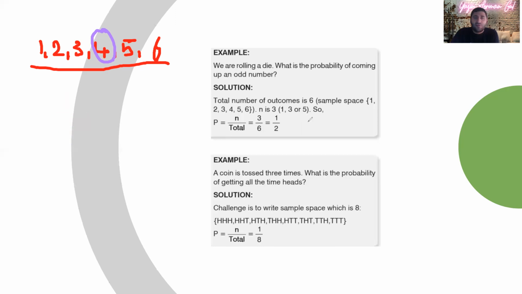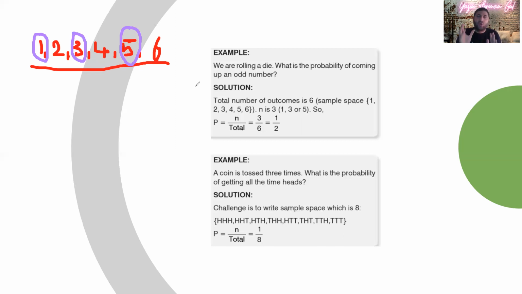The question says, what is the probability that this die will stand on an odd number? So now here we're just going to have to know the odd numbers, right? Which numbers are odd? Let's just identify those numbers. Number 1 is an odd number. Number 3 is an odd number. Number 5 is an odd number, right? So my total outcomes are 6 because there are 6 sides on the die, and each side is represented by these numbers. So there are 6 numbers.